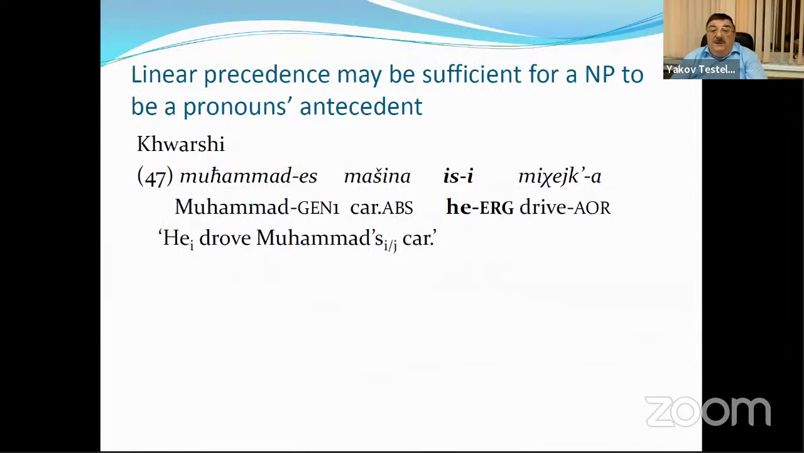Same in example 47, Muhammad's machine is in Rika. He drove Muhammad's car. He and Muhammad may denote the same person. Again, the linear precedence may be enough for a nominal antecedent to antecede a pronoun.